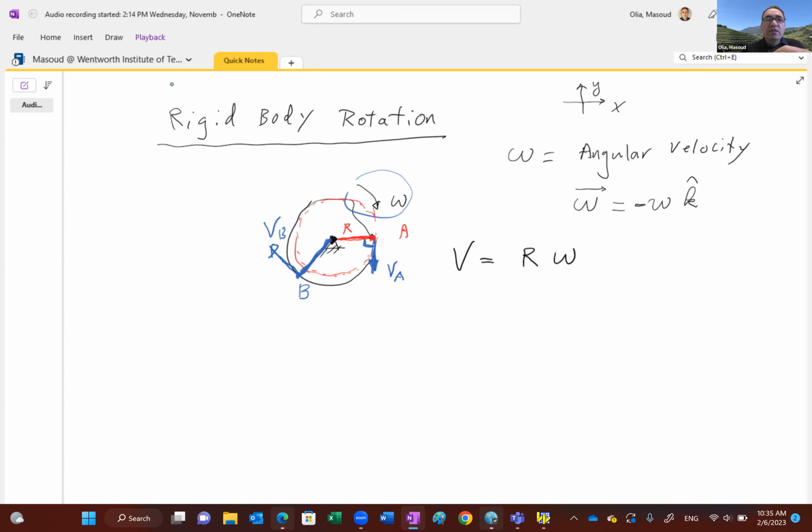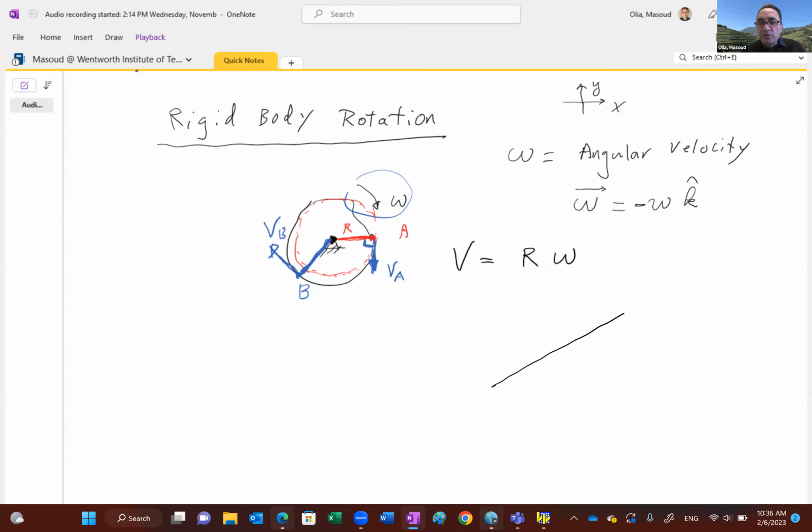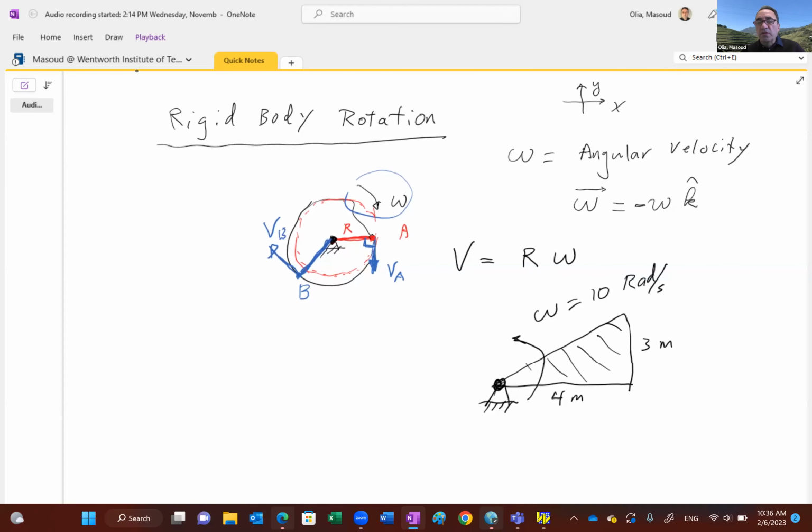All right, so let's say you have a plate in the shape of a triangle, where this is 4 meters, and this is 3 meters. And let's say I put a motor here, and this becomes my center of rotation. Say this motor will rotate this with an omega of, say, 10 radians per second counterclockwise. So basically, this is your rigid body, in the shape of a triangle. I'm going to look at 2 points, point A right here and point B here.